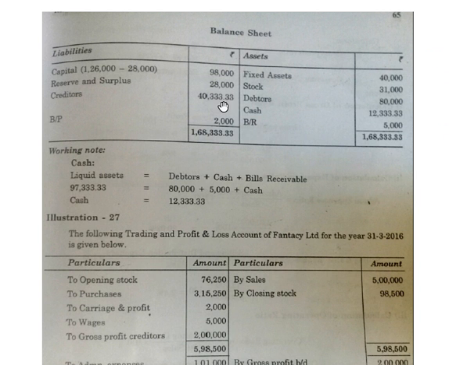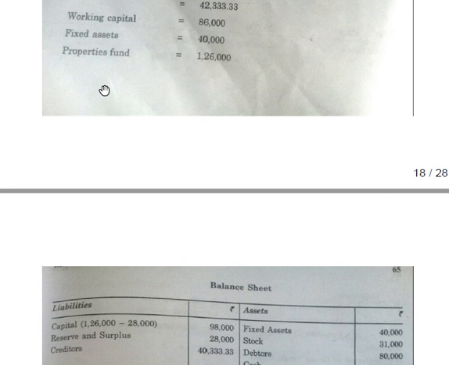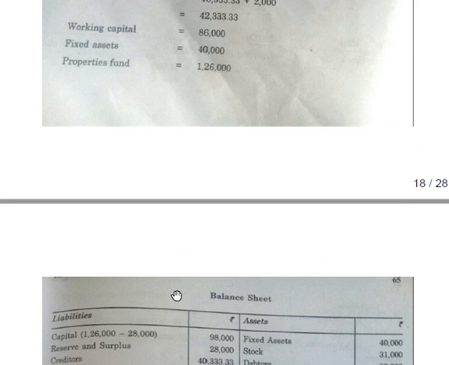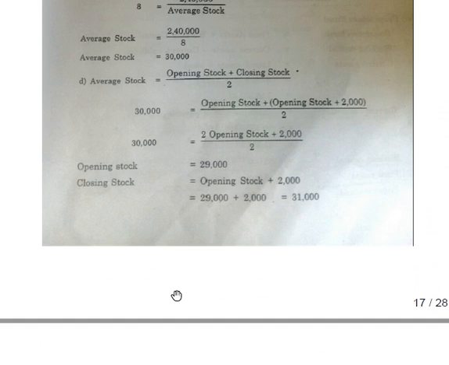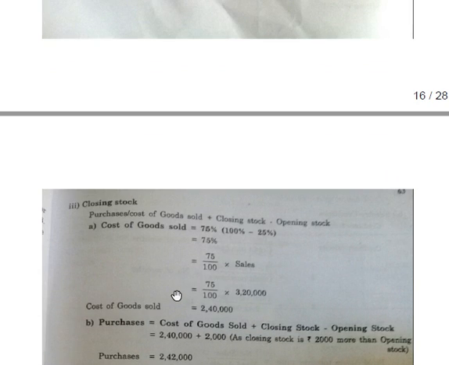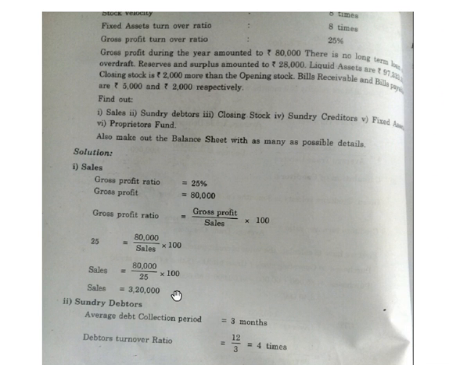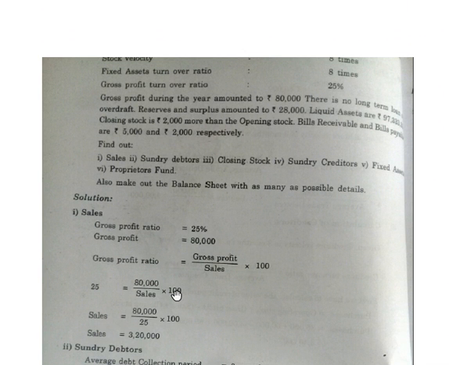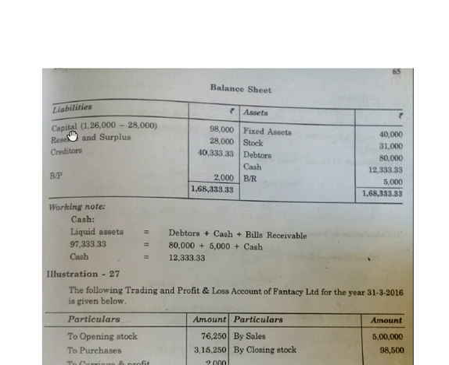So put everything in your balance sheet, you get capital which is 98,000, which is 1,26,000 minus 28,000. Reserves. 1,26,000 is your proprietors fund minus 28,000. What is this 28,000? It is nothing but reserves and surplus, 28,000. So proprietors fund will always include capital and reserves and surplus. So we subtract it and we get 98,000 as capital, reserves and surplus 28,000.